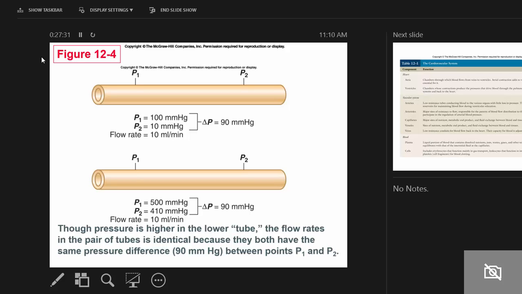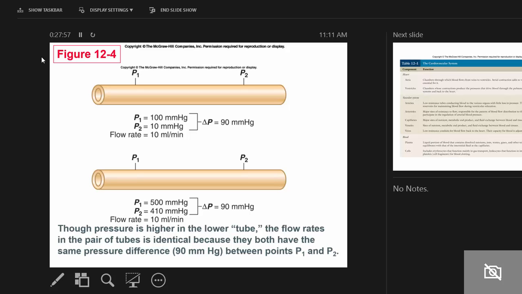Your body doesn't defy the laws of physics. We work the same way. The planet works the same way. So this is not an electrochemical gradient. This is a pressure gradient. When you do the math, you can see that the pressure gradient in this vessel is 90 millimeters of mercury. So the flow rate is 10 mils per minute.